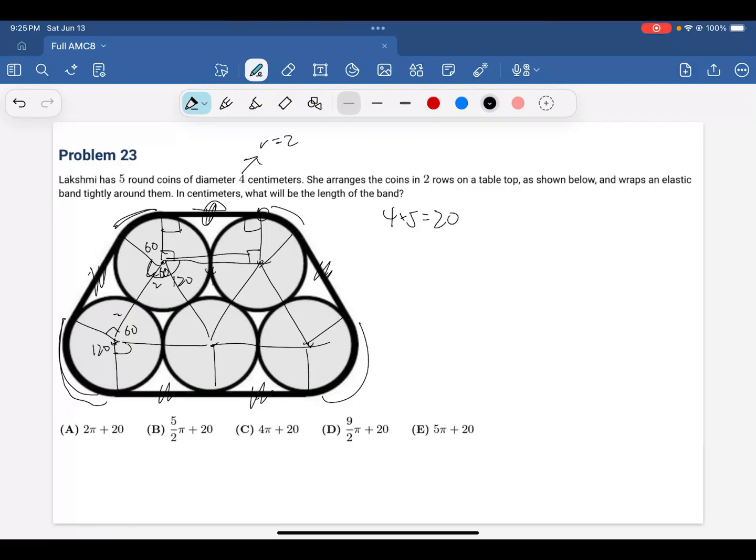All these also add up to 180, which means the curved section is just a full circle with radius 2. And the circumference of a circle is just 2 pi r. r is 2, which means this is just 4 pi. Adding this to the 20 right here gives 4 pi plus 20. So the answer is C.